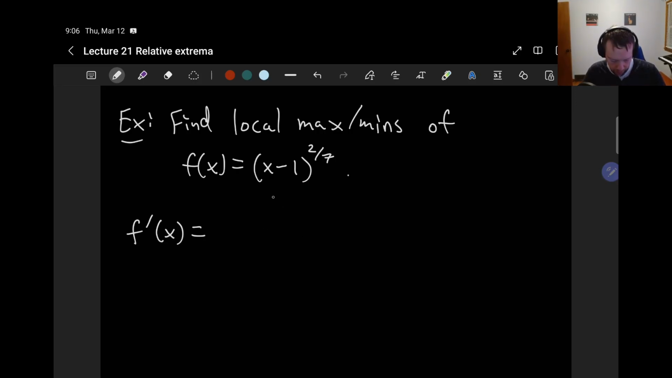Okay, notice that this is chain rule. I have the x minus 1 expression inside the 2/7 power. So I take the derivative of the outside part first. Doing power rule, I bring the 2/7 down, and I subtract 1 from this old power, which will get you negative 5/7. But then by chain rule, you have to multiply by the derivative of the inside. Well, that's just 1 in this case.